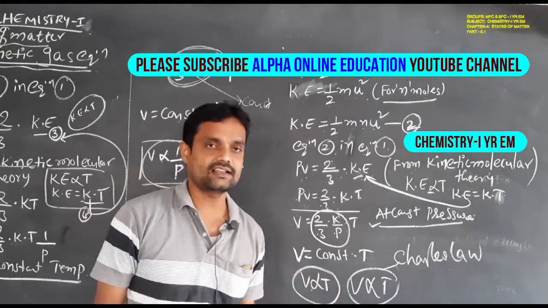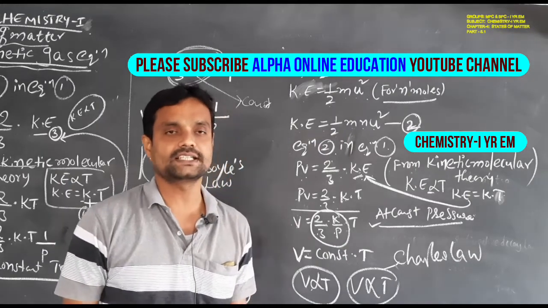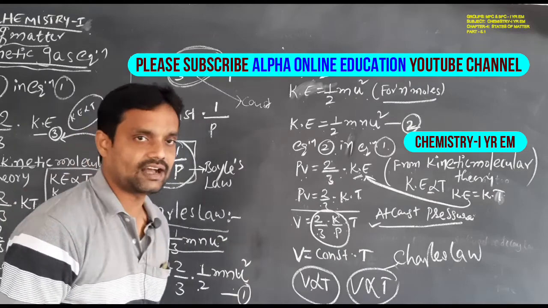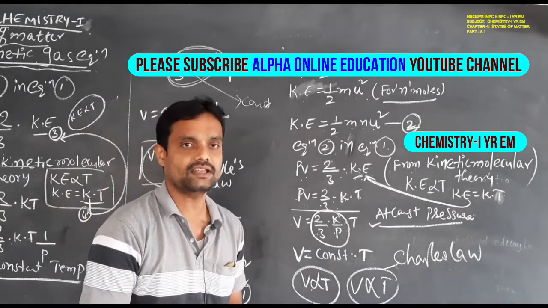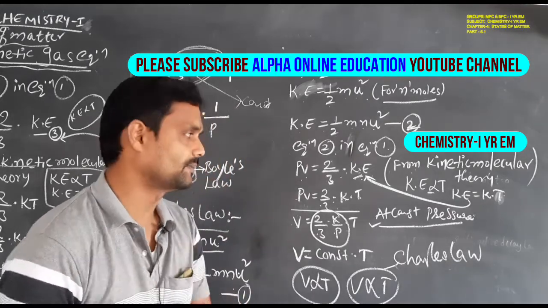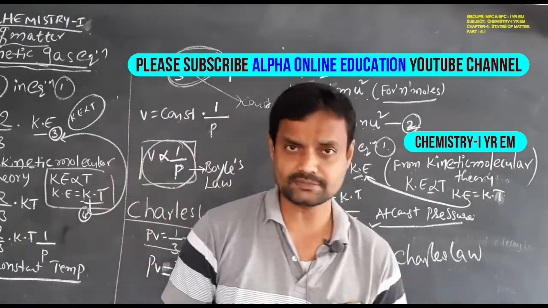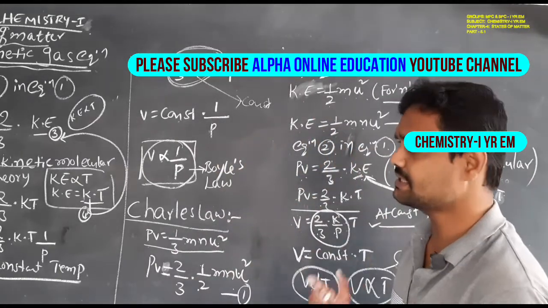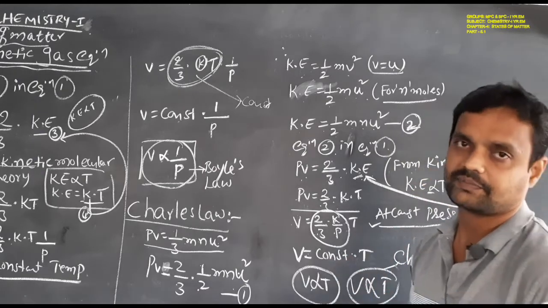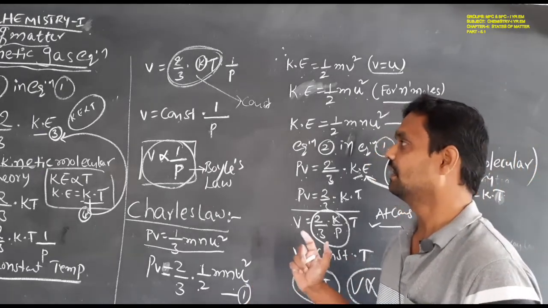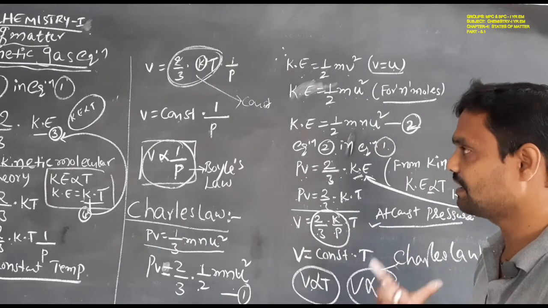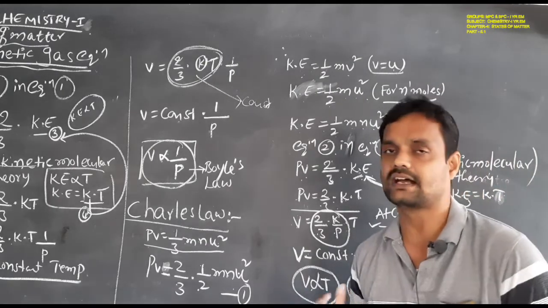So this Charles law can be derived from the kinetic molecular equation, nothing but the kinetic gas equation, that is PV equals 1 by 3 mn u square. From the kinetic gas equation we can deduce, meaning derive, Boyle's law, and also we can derive Charles law. This is our simple explanation for the deduction of Boyle's law and Charles law from the kinetic gas equation.